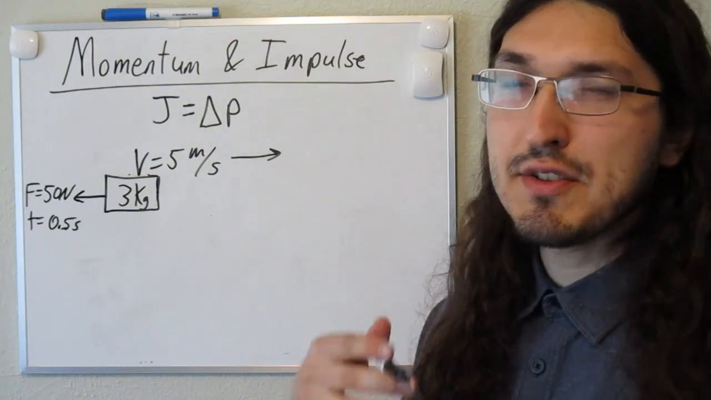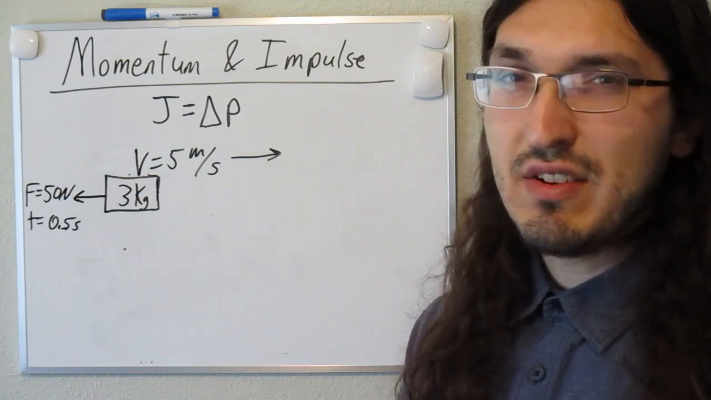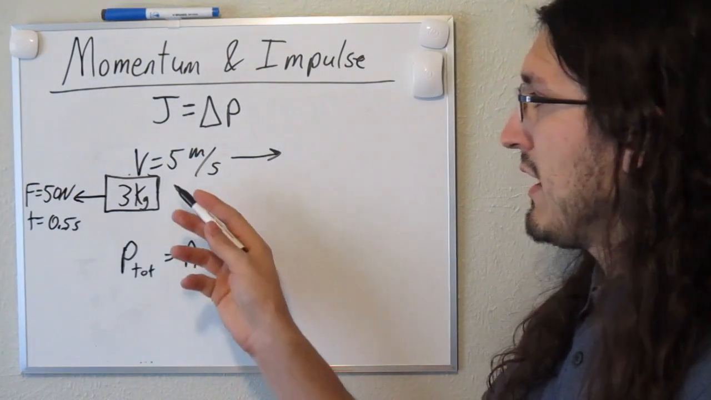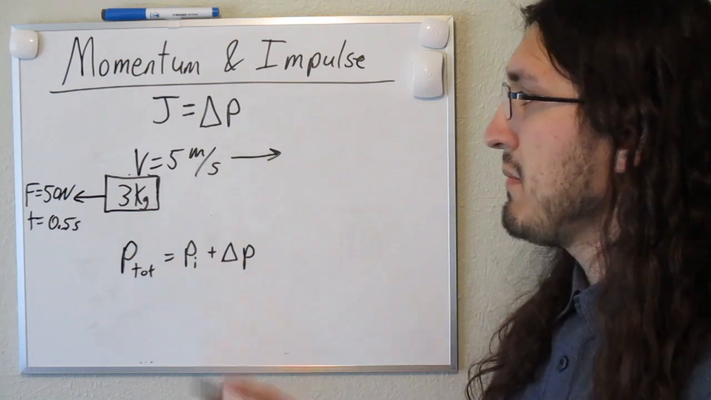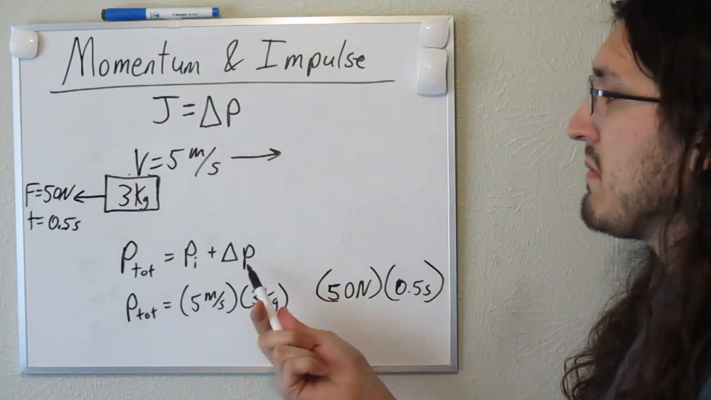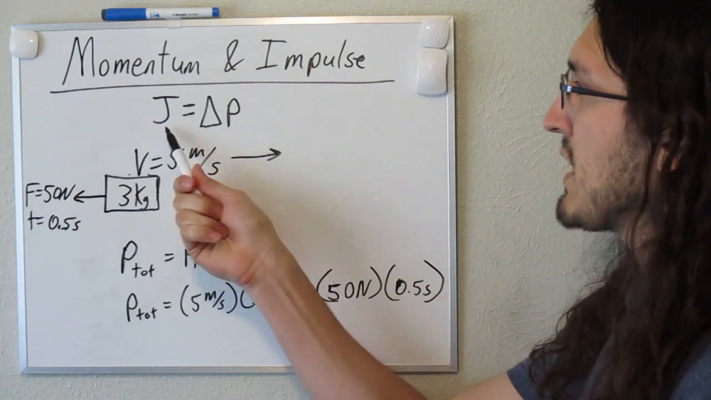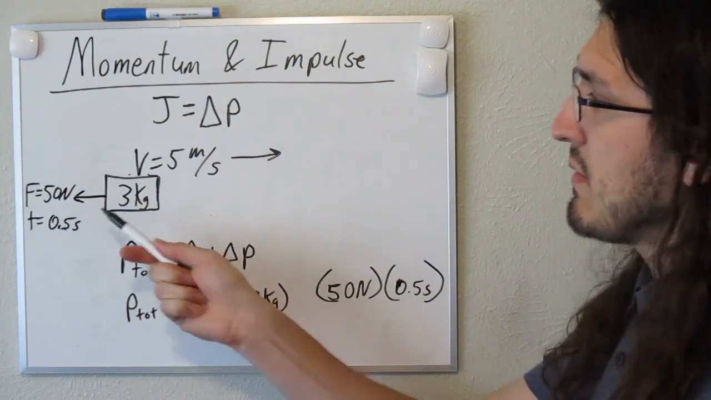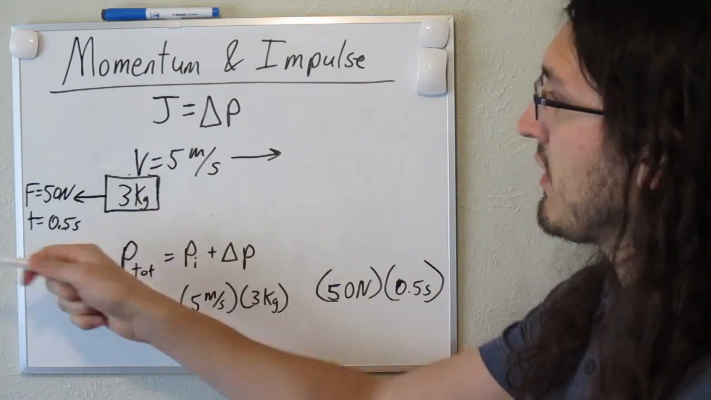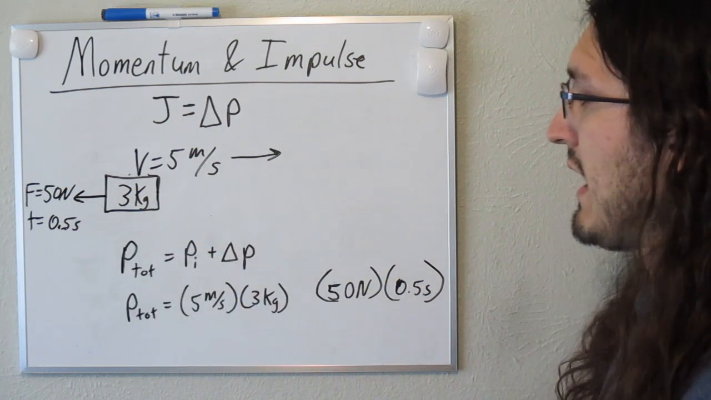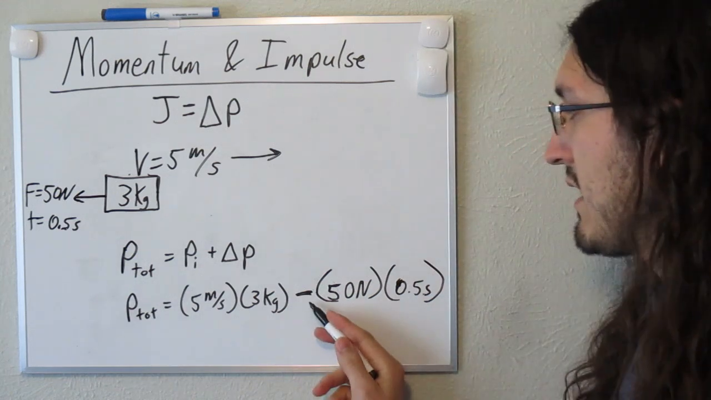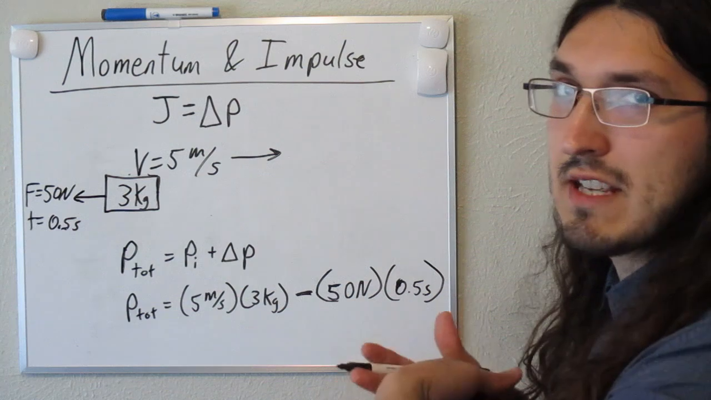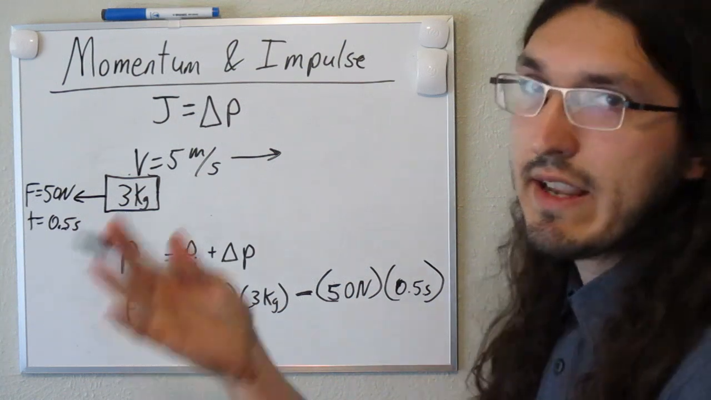If I want to find the total momentum after the collision, I would need to do the same equation as I did before. I know my initial momentum is going to be my mass times my velocity before the collision. I know my change in momentum is going to be my impulse that was applied, so it's going to be 50 times 0.5. But because this impulse is going the opposite direction as the initial momentum, I have to subtract it. So I'm going to put a minus sign here because it's a negative change in momentum. If it was initially going right and then it feels an impulse to the left, then it's going to be a negative change in momentum.